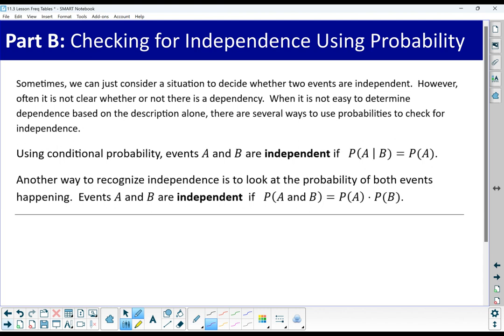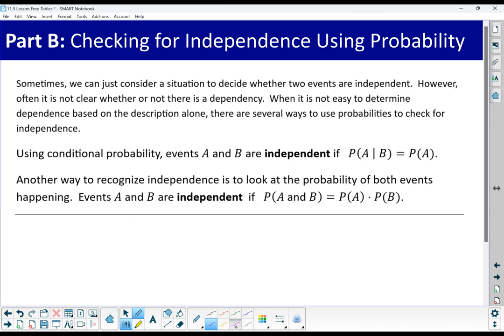So sometimes you can just consider a situation when you're deciding whether two events are independent. Like we had some worksheets earlier in the unit where you had to read about a situation and decide if it was independent. But a lot of times you can't just think about the situation and decide if it's dependent or not. Or maybe you want some math to back up your theory about whether there's a dependency. So we can use probabilities to check for independence.